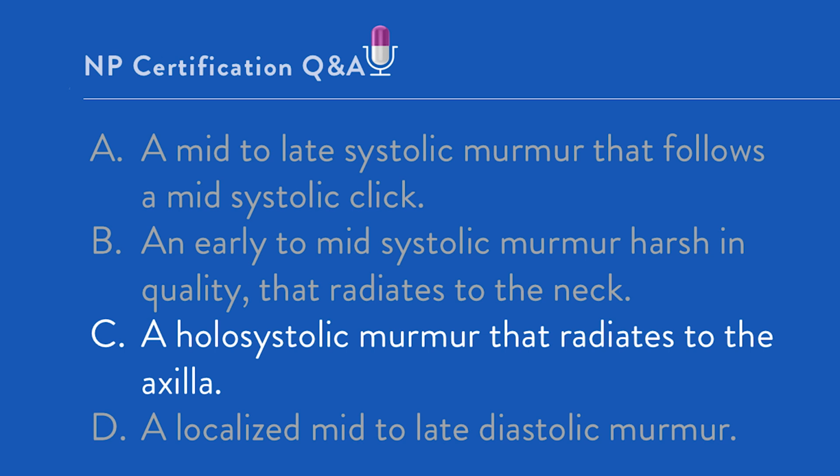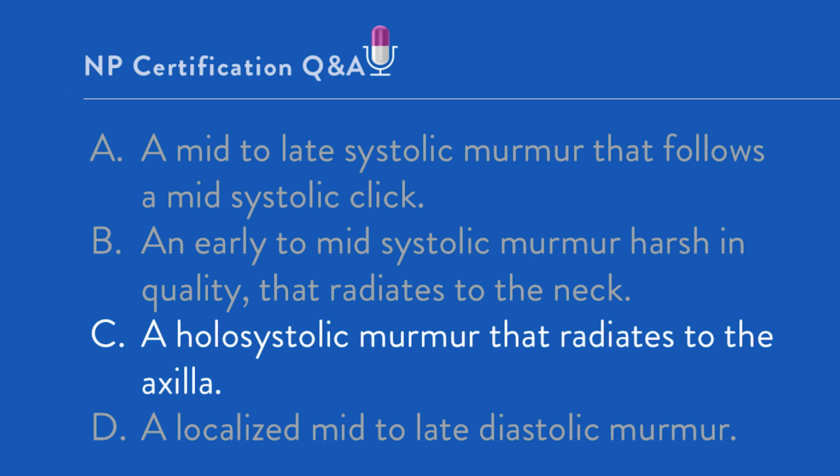C, a holosystolic murmur that radiates to the axilla. This is the correct answer and describes the classic presentation of the murmur of mitral regurg. And holosystolic means that the murmur is the same intensity throughout systole, and the murmur takes up all of systole. This is generally a loud-ish murmur, grade 2 to 3, and most of the time it will radiate to the axilla.